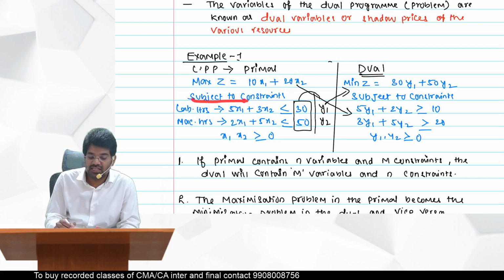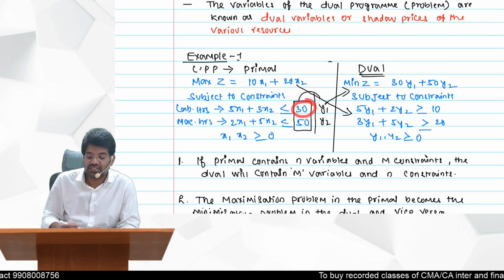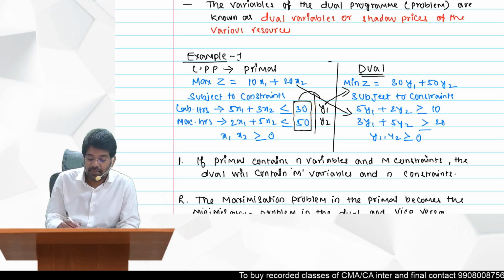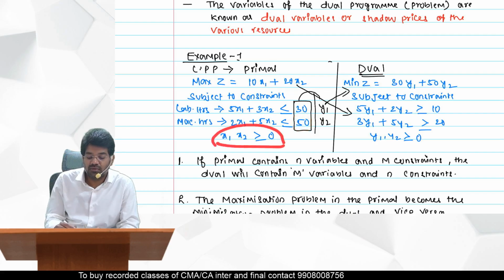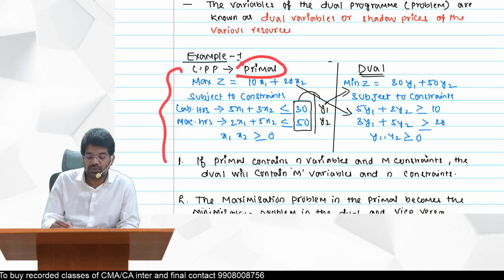What are the constraints here? Subject to constraints, labor hours: the time required for the first product is 5, for the second one 3, and the total time available is 30 hours, so less than or equal to 30. Then machine hours, less than or equal to 50. And x1, x2 greater than or equal to 0, the non-negativity assumption. So this is your original program, which is called the primal.